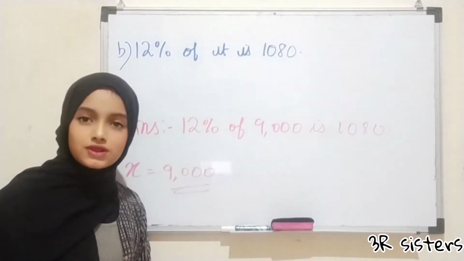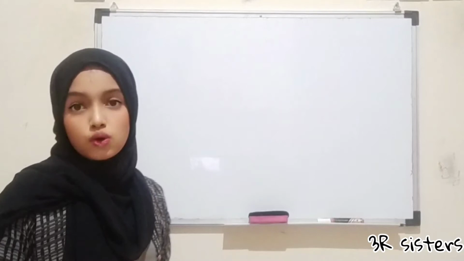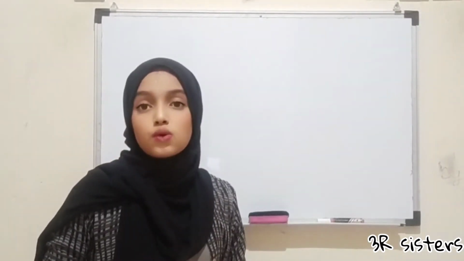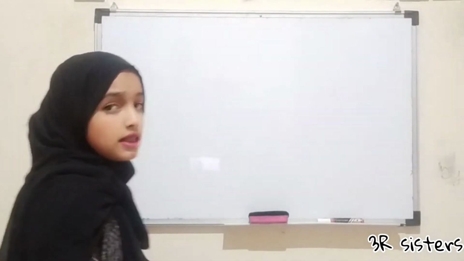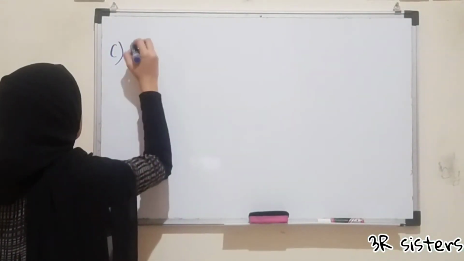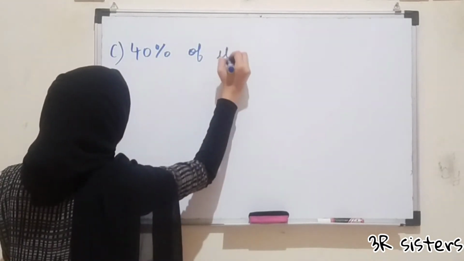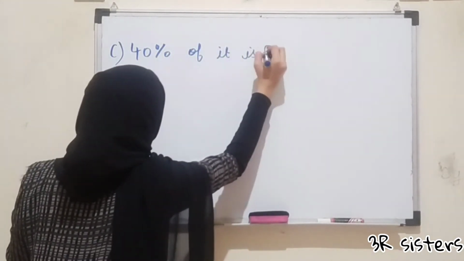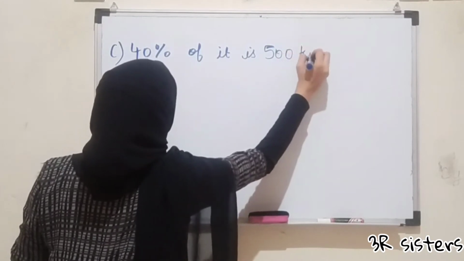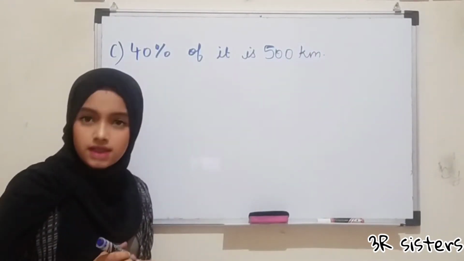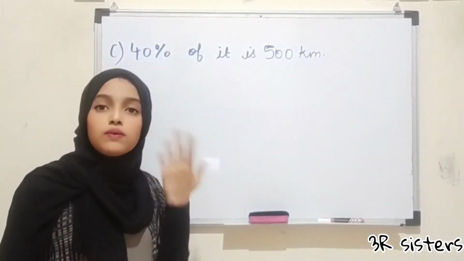Now let's move to the C question. So what is the C question? The C question is nothing but: 40% of it is 500 kilometers. This is our question. Now how will we find this?